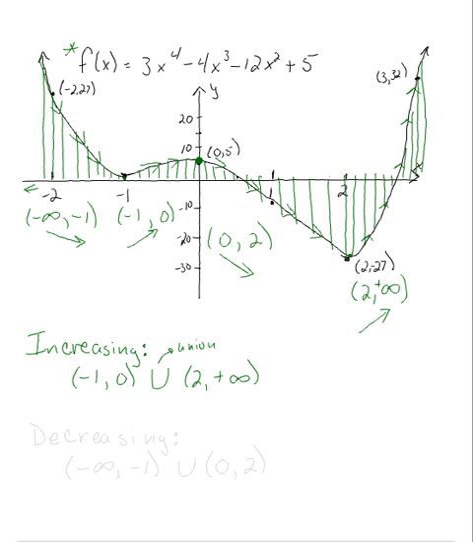Now the decreasing intervals then happen from -infinity up to -1, union again. They're also decreasing between x equals 0 and x equal 2. Okay, I hope this helped.